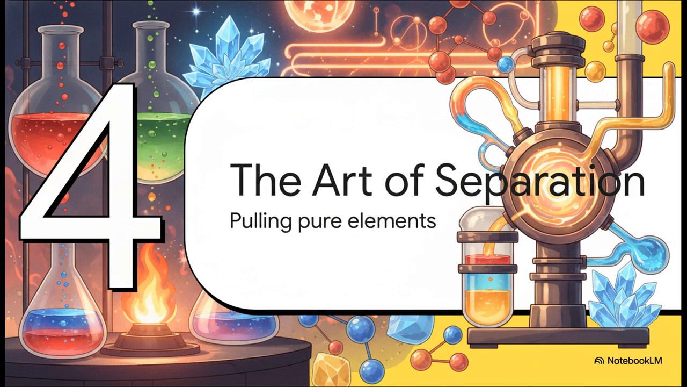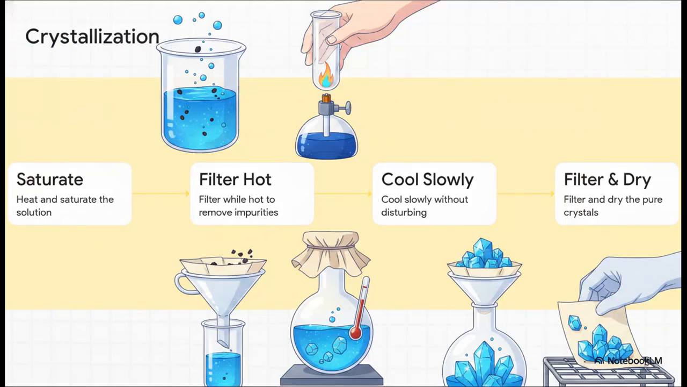The art of separation. This is where we get to take everything we just learned about temperature and solubility and use it to pull pure elements right out of complex chemical chaos. Let's look at one of the most beautiful ways we do this in the lab, crystallization. Let's say we want to purify blue copper sulfate.